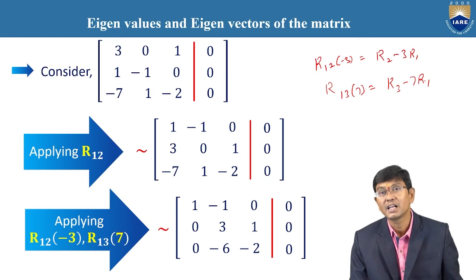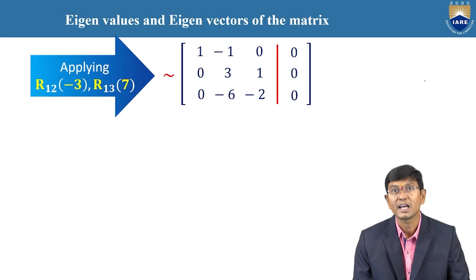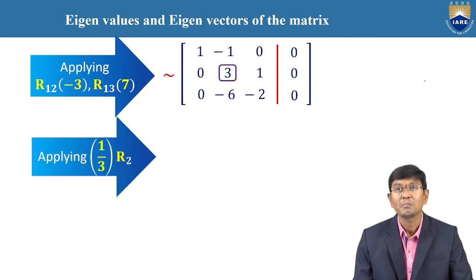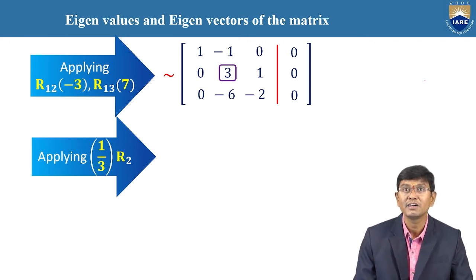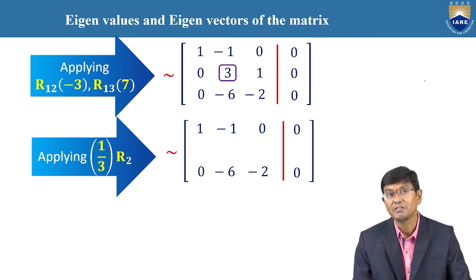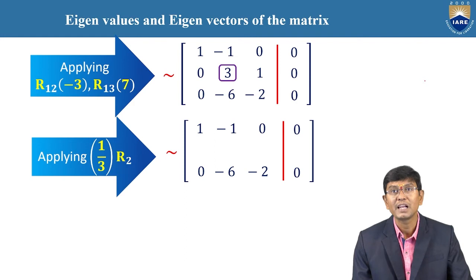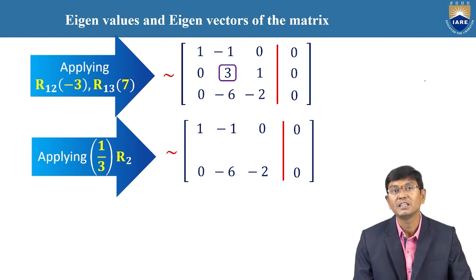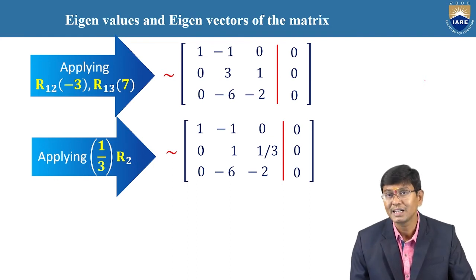And here also it is not clearly the echelon form of a matrix. Once again, we need to apply an operation on the third row with the help of the second row. When applying 1 by 3 of R2, first we apply R2 divided by 3. The remaining first row and third row we consider as it is, there is no change: 1, minus 1, 0, 0, and 0, minus 6, minus 2, 0. We are applying it only on the second row, therefore we change only the second row: 0, 1, 1 by 3, 0.